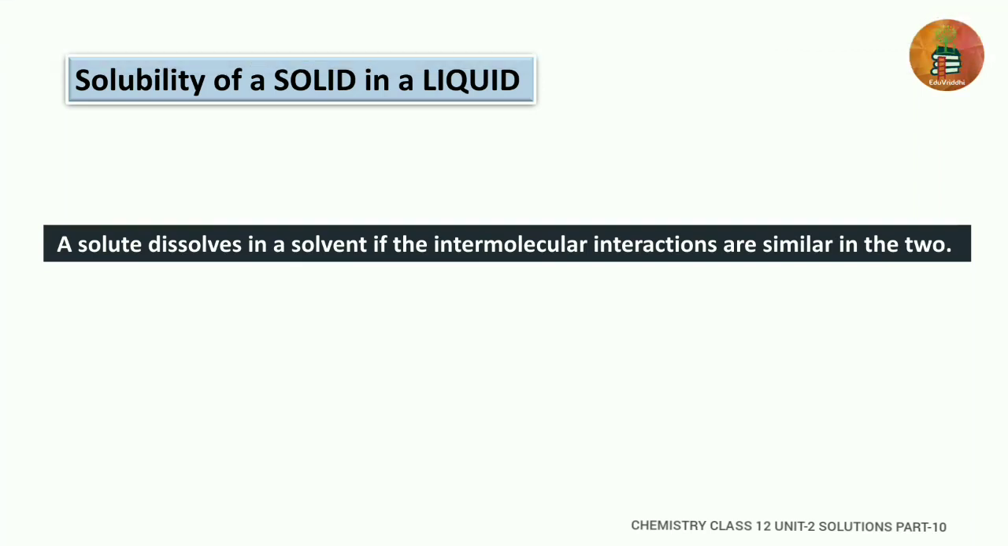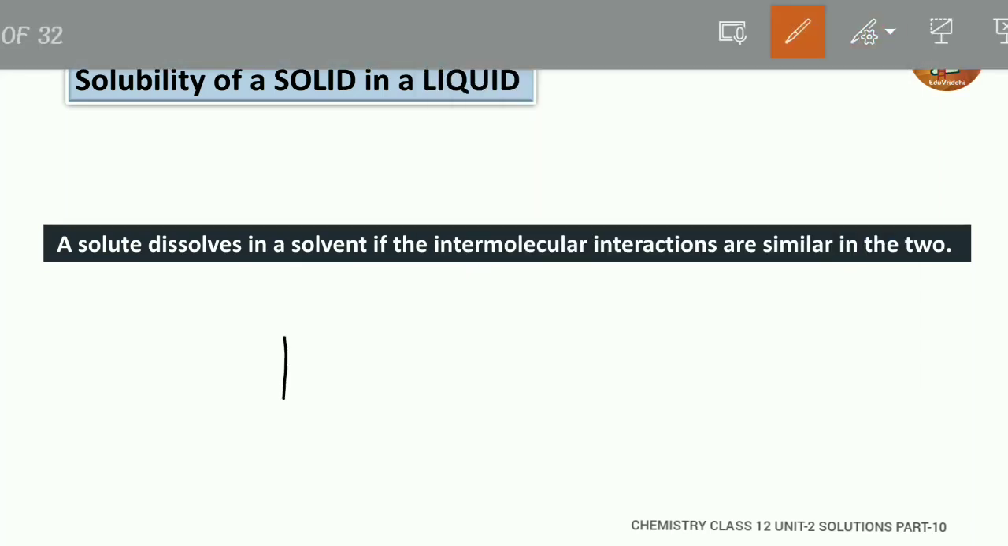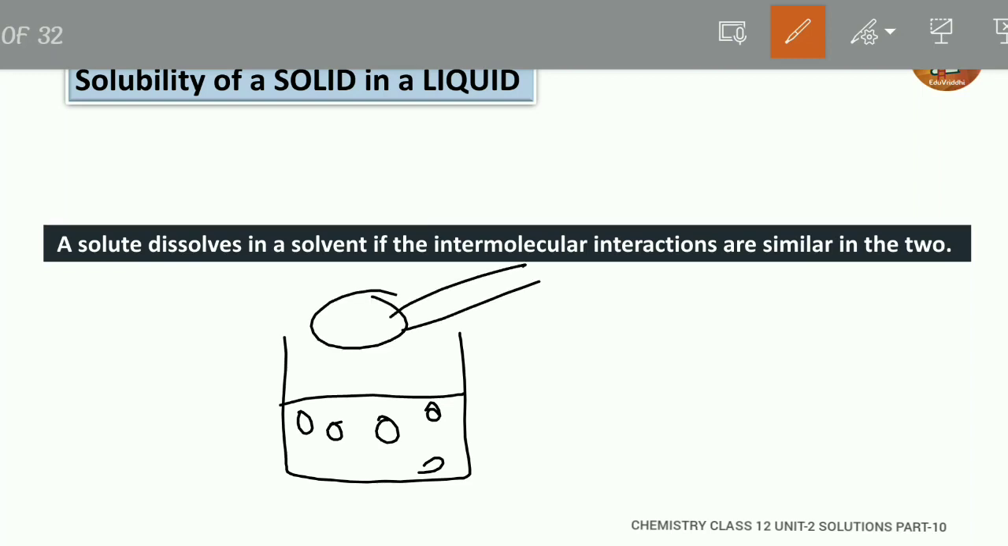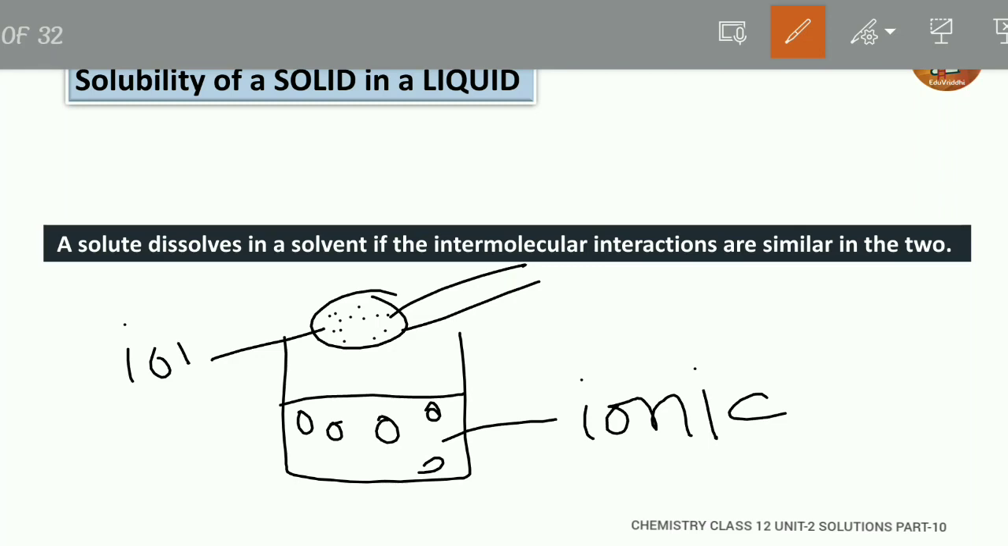Let me take the example of water. Water is made up of water molecules, and now I am going to add some salt into this. This salt is also made up of some molecules. So here the solute is a solid and the solvent is a liquid, that is water. Now we know that water is an ionic solvent. So the type of interaction here is ionic. And if I take the example of salt, let me take sodium chloride. It is also ionic in nature.